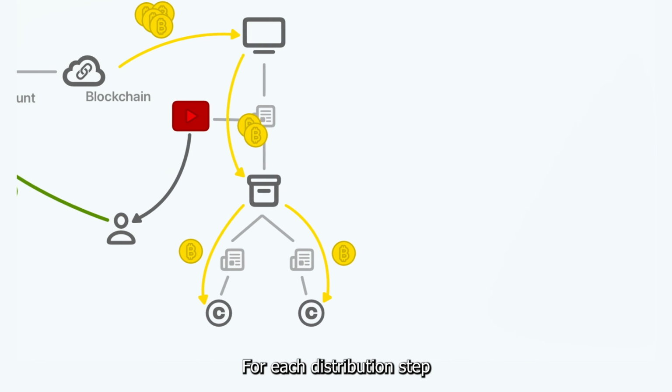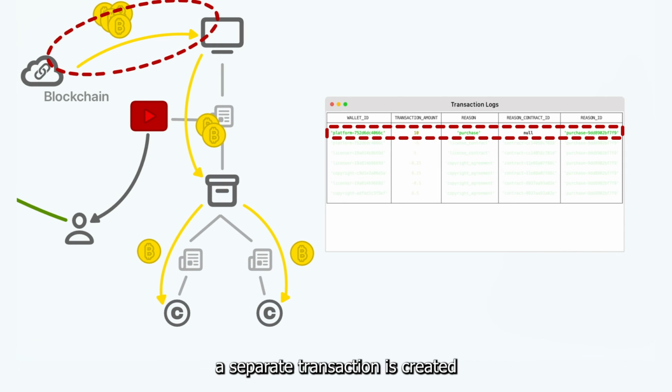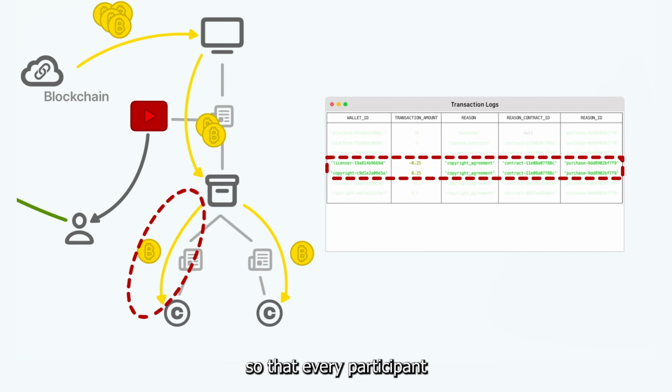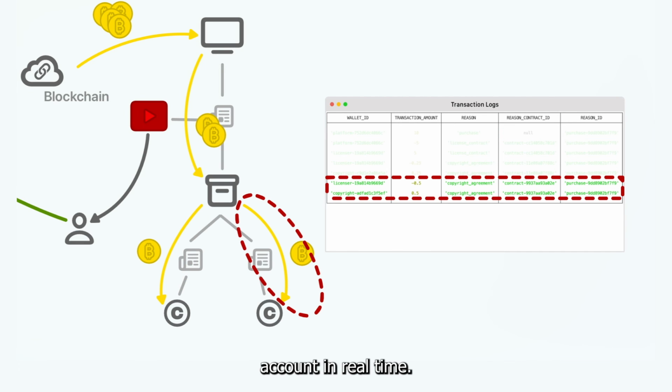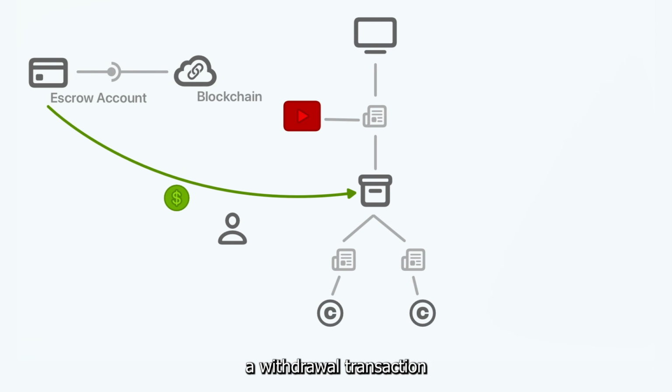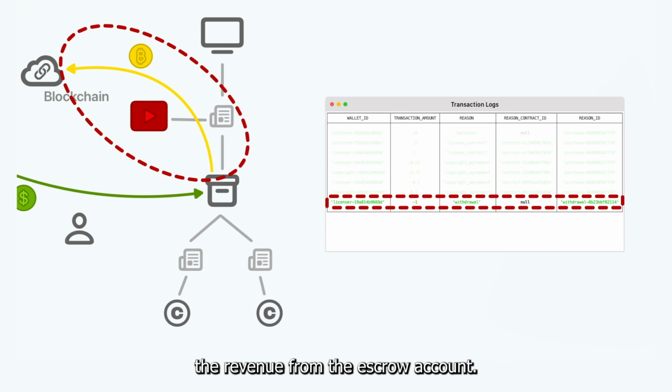For each distribution step, a separate transaction is created to ensure transparency. Everything happens instantly so that every participant can track their virtual bank account in real time. If a participant wants to withdraw money, a withdrawal transaction is created on the ledger, and the participant receives the revenue from the escrow account.